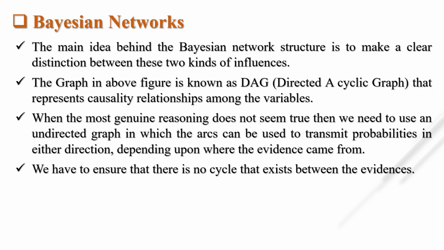So the main idea behind the Bayesian network structure is to make a clear distinction between these two kinds of influence. The graph in the above figure is known as a DAG, that is a directed acyclic graph, that I already told you, which represents the causality relationship among the variables. When the most genuine reasoning does not seem true, then we need to use an undirected graph in which the arc can be used to transmit probabilities in either direction depending upon where the evidence came from, and we have to ensure that there is no cycle between the evidences.